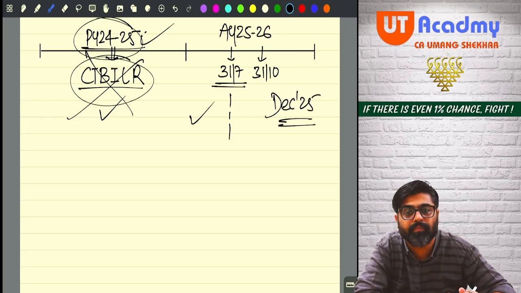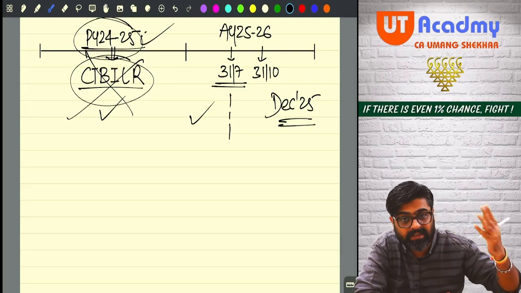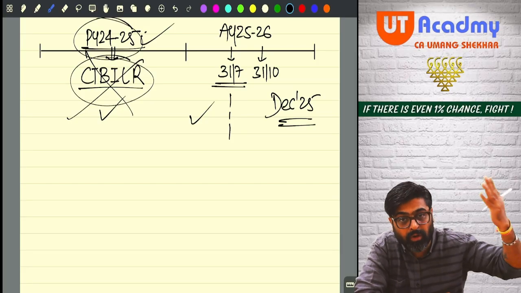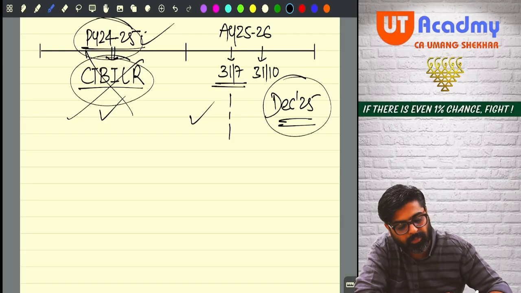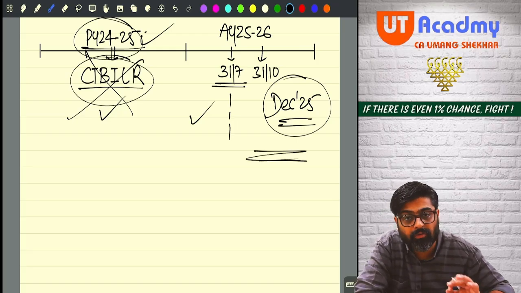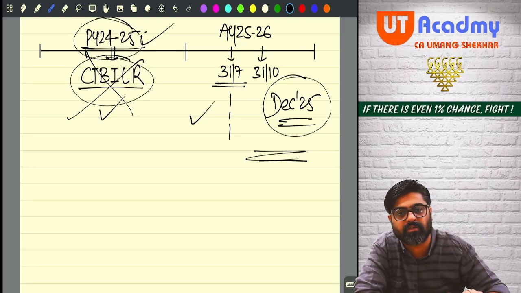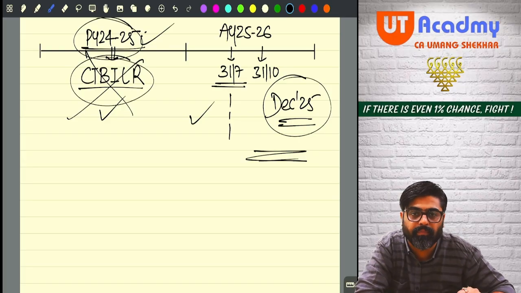Tell me, is it paid on or before the due date of filing your ROI of this year? No, it is paid in December 25, meaning the next year. And next year also it is paid after the due date of filing your ROI. So December 25 it is paid, meaning it is paid in the previous year 25-26. It will be allowed as a deduction out of the PGBP income of 25-26. Getting my point? But in this year they will be disallowed.